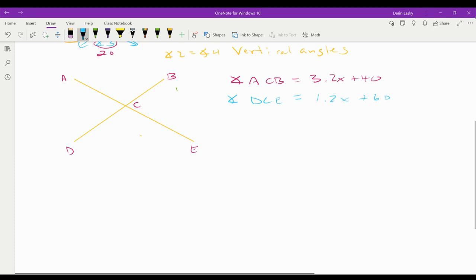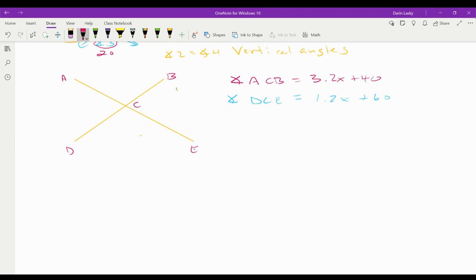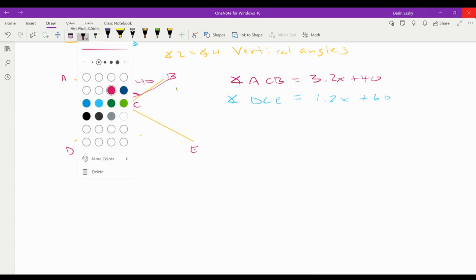So let's look at where these are. I'll start with the top one, which is angle ACB. Angle ACB is right here. That means this one's 3.2x plus 40, because we got angle ACB. So there's my angle. Now, let me change my colors here.